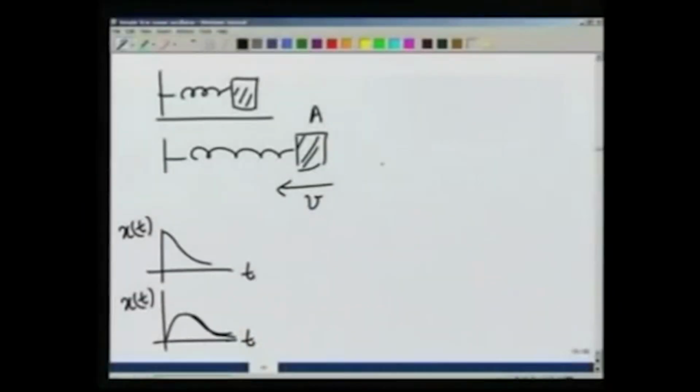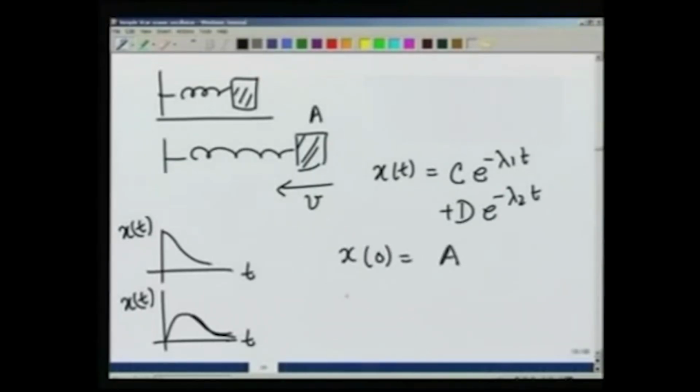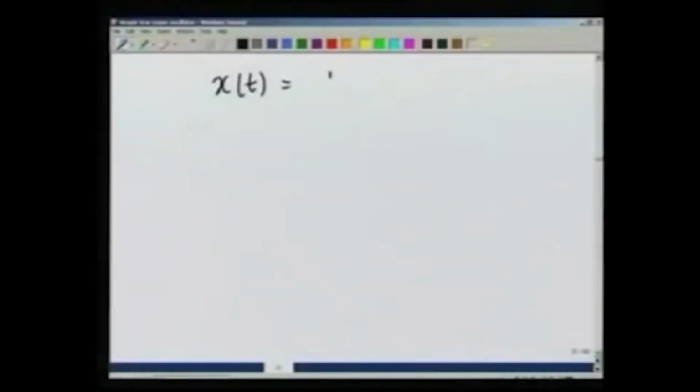Again the general solution, undamped oscillator x t, heavily damped oscillator, the solution is x t equals c e raised to minus lambda 1 t plus d e raised to minus lambda 2 t, and what I am doing is, at time t equal to 0, I am displacing it out and also giving it a velocity minus v, and let us see what happens. x t is equal to c e raised to minus lambda 1 t plus d e raised to minus lambda 2 t, and therefore, I am going to have a is equal to c plus d.